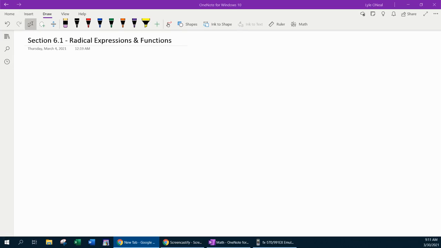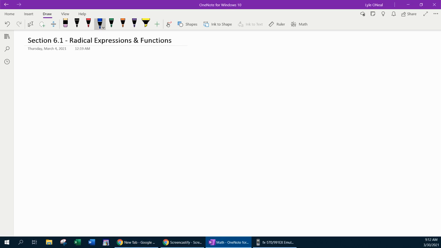Hello and welcome to our lesson on radical expressions and functions. This is going to be from section 6.1 in our text. We're going to start with a general discussion of the terms and conditions, and then we'll move into working examples.